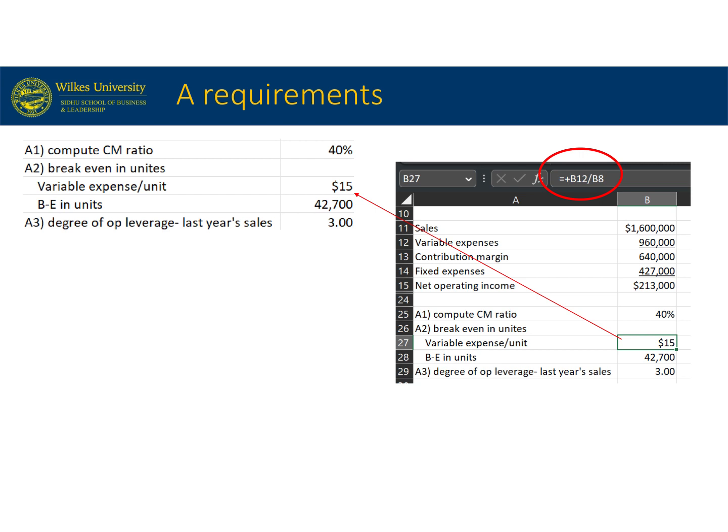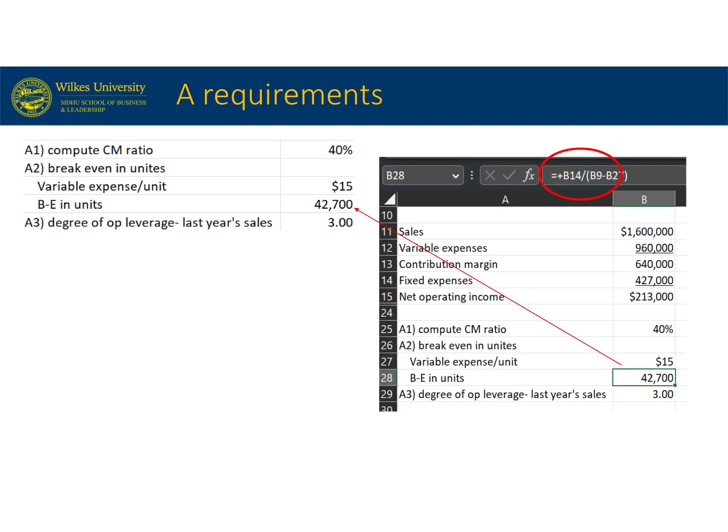So, we were given the total variable expenses, but if we're going to calculate break-even per unit, we need the variable costs per unit. Since you were given the variable expenses for 64,000 units, divide the variable costs that you were given by 64,000 units to find the variable expense of $15 per unit. You may notice that I didn't put the contribution margin here, but you can if you wish.